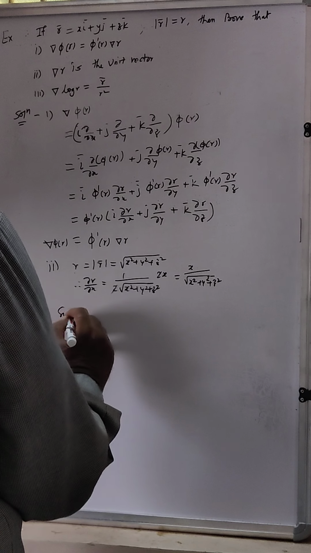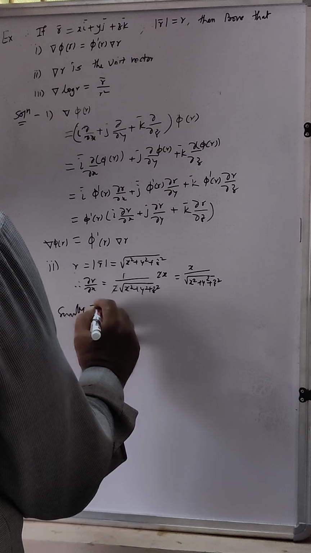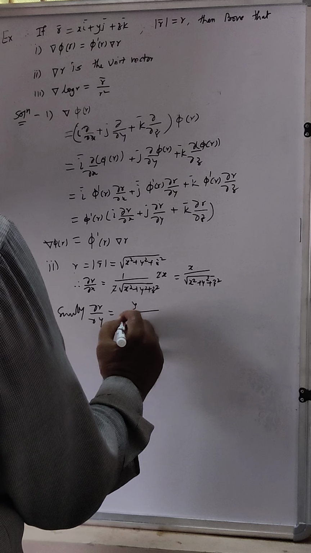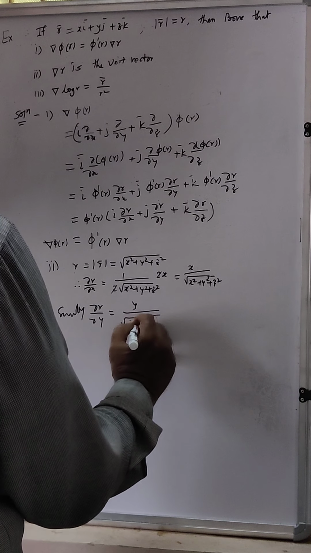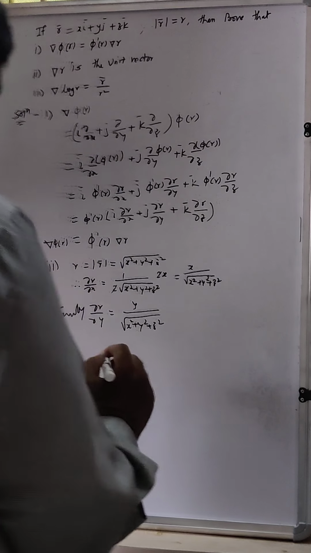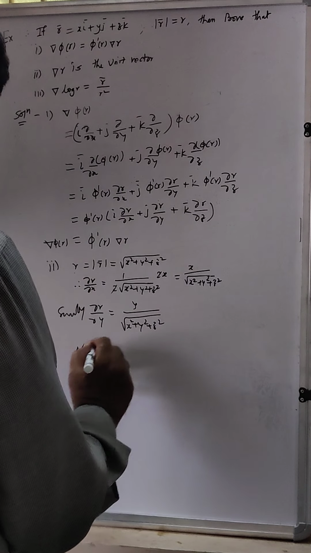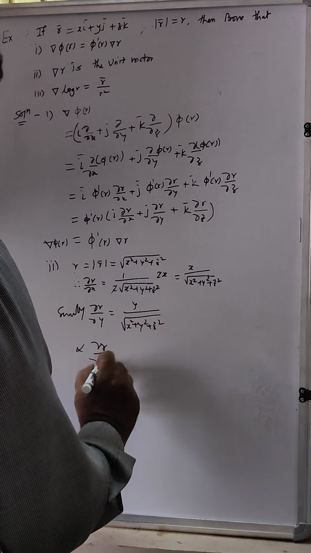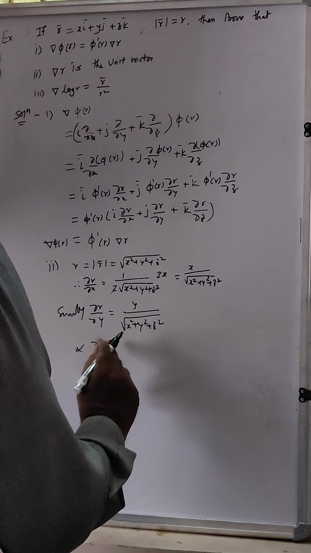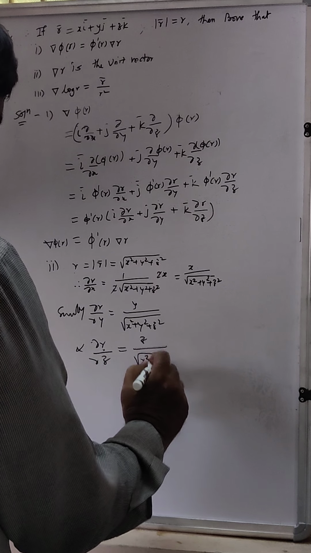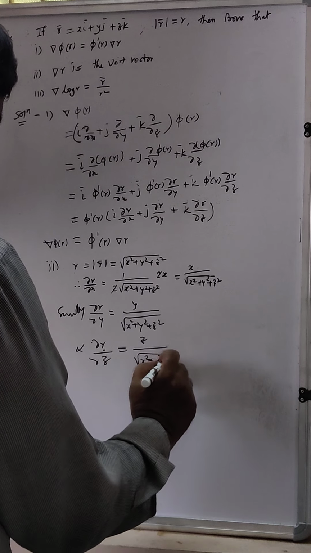Similarly, del r by del y is equal to y upon under root of x square plus y square plus z square, and del r by del z is equal to z upon under root of x square plus y square plus z square.